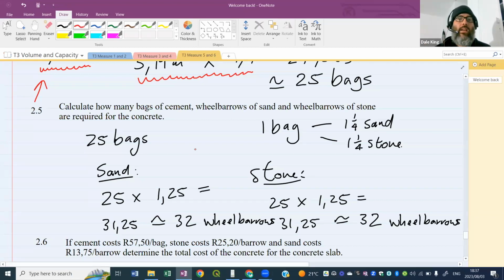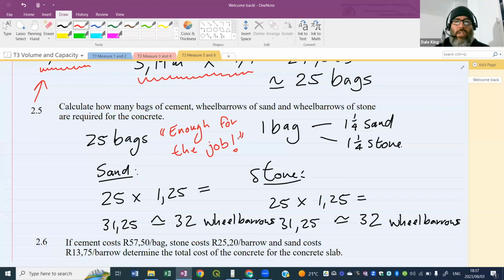So let me write that in red here. You need enough for the job. You need enough for the recipe. When they ask you to make a recipe or do a job or complete a task, you need to have enough to complete the task. Don't chop those decimals off and say I'm rounding down, because you won't have enough to complete the task. So there's a certain case where we do round up, even though it's comma 2.